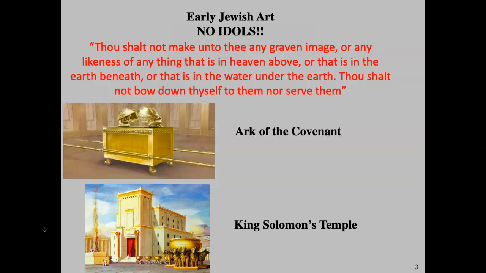And by all accounts, this was a very grand temple with many courtyards and chambers. And in the innermost chamber, there was a room called the Holiest of Holies that was guarded by an attendant angel. And this is the room where the Ark of the Covenant was housed.